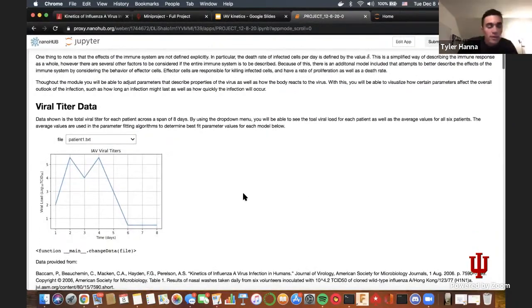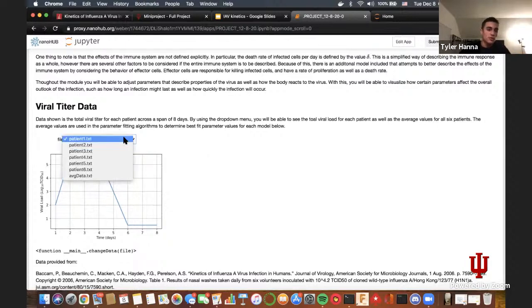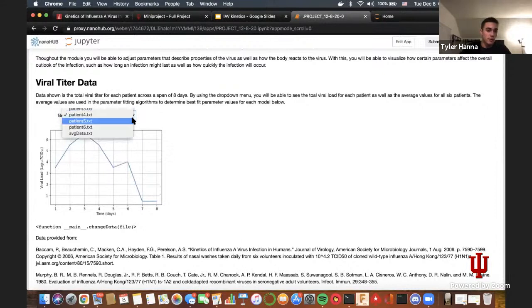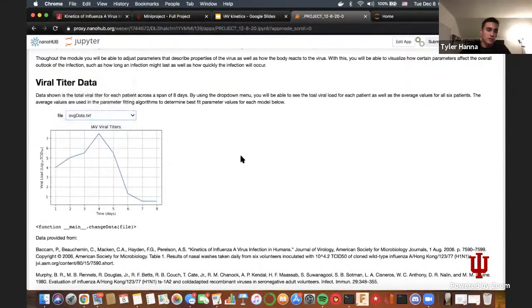So here we have the viral data for each. Well, first I'll say the paper includes data from 6 individual patients, and here we have the viral titer for each of the 6 patients. For the purpose of fitting parameters and finding the best fit model for this data, we use the average data, which is shown here.